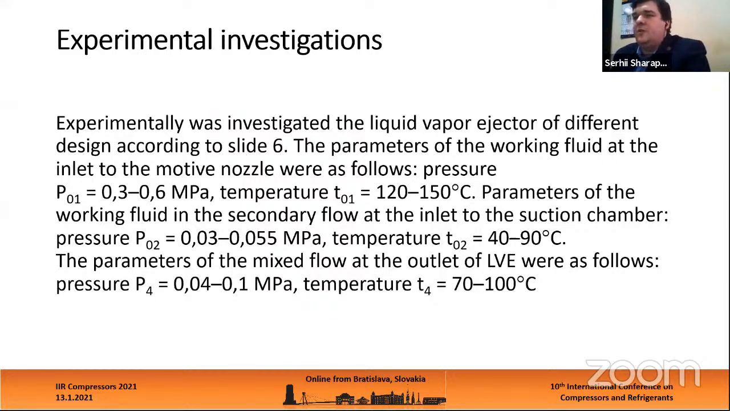The parameters of the working fluid at the inlet of the motive nozzle were pressure in the ratio of 0.3 to 0.6 megapascal, and temperature at the inlet of 120 to 150 degrees Celsius. Parameters of the working fluid in the secondary flow at the inlet of the suction chamber: pressure in the range of 0.03 to 0.055 megapascal, temperature from 40 to 90 degrees Celsius. The parameters of the mixed flow at the outlet of the liquid vapor ejector were as follows: pressure at the outlet 0.04 and 0.1 megapascal, temperature 70 and 100 degrees Celsius.